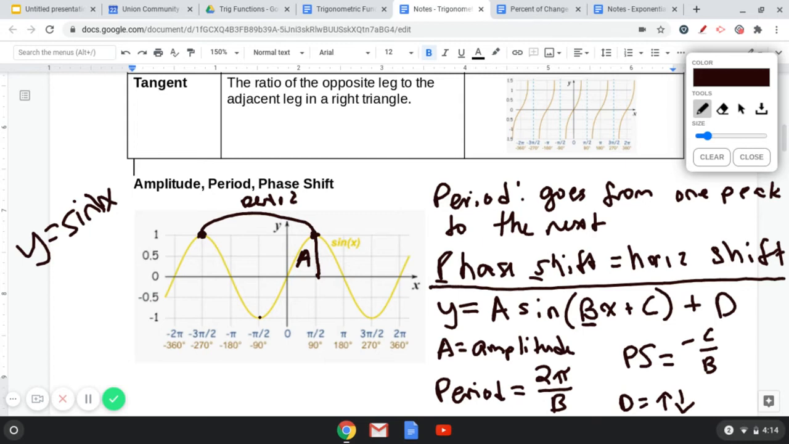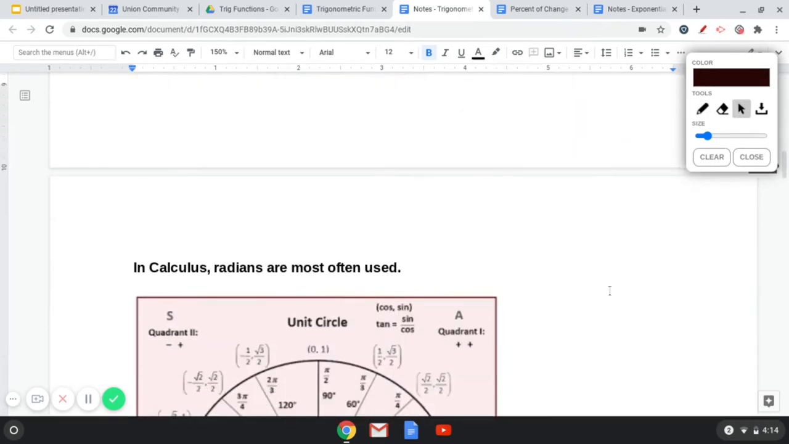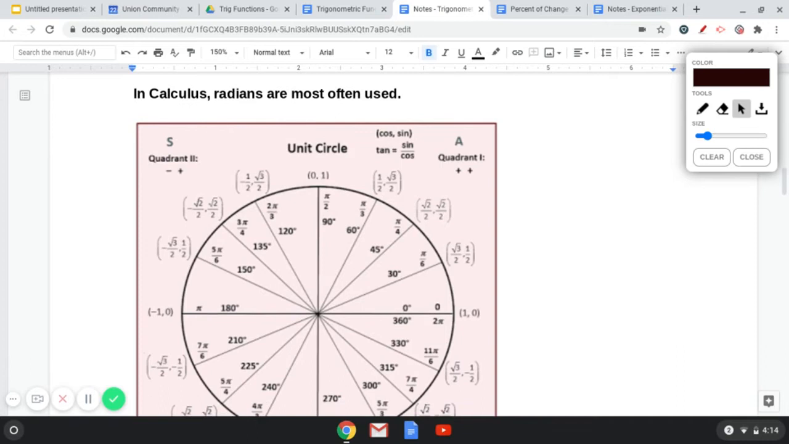If you haven't taken trig yet, stay with me. If you have, then this is review for you. So let's go forward and let's apply this. And if this is new for you, email me if you have any questions, okay?